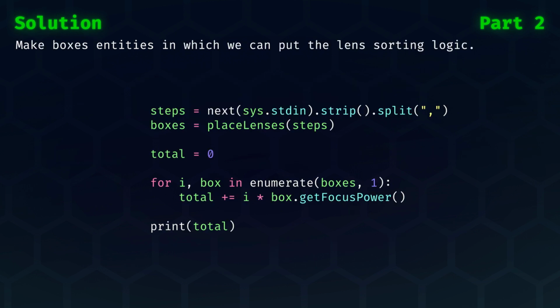As part of our solution outline, we can make box entities to encapsulate the lens sorting logic. First, we take in the steps, and we then place all lenses into boxes. The place lenses function shall give us back the boxes which will hold the sorted lenses. Then at the end, all we have to do is enumerate over the boxes and compute the total focusing power.